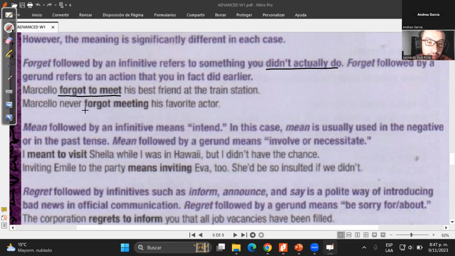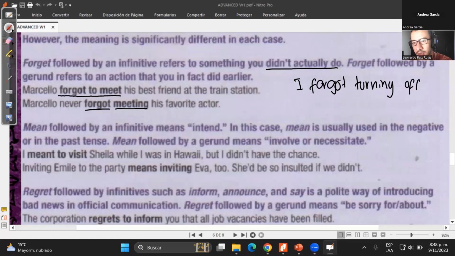But if I mention forget plus ing, it is an action that I did, but I forgot that I did it, right? For example, Marcelo never forgot meeting his favorite actor. So it's something that he did, but he doesn't remember that he did it, right? Or for example, I am not sure, I forgot turning off the TV. Maybe I did it, but I don't remember. So in that case, it's different, forget to and forget ing.